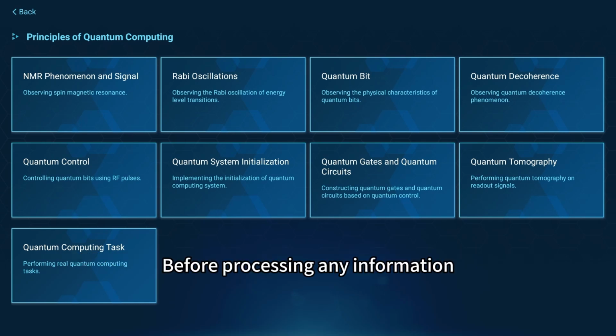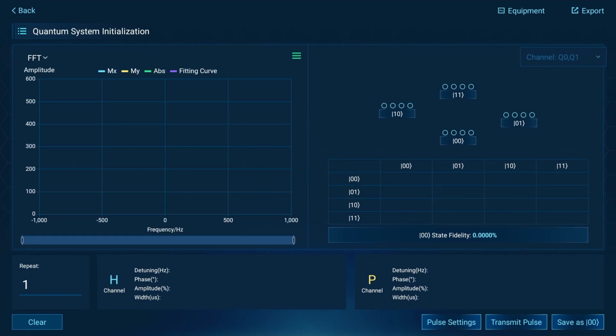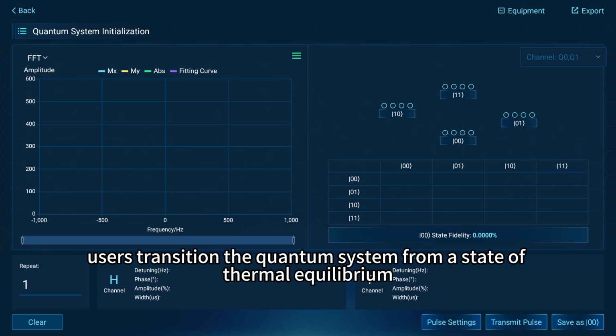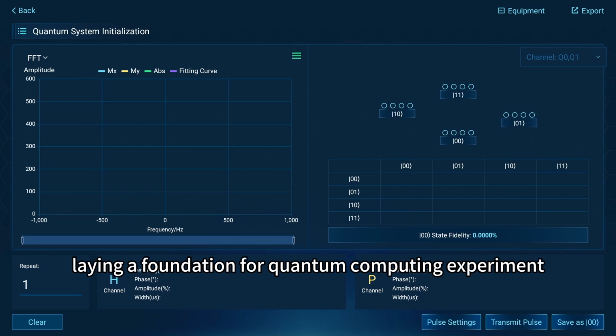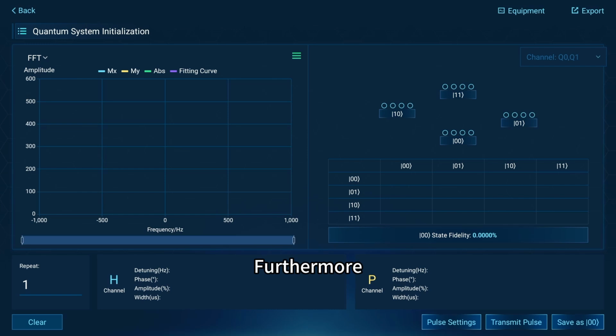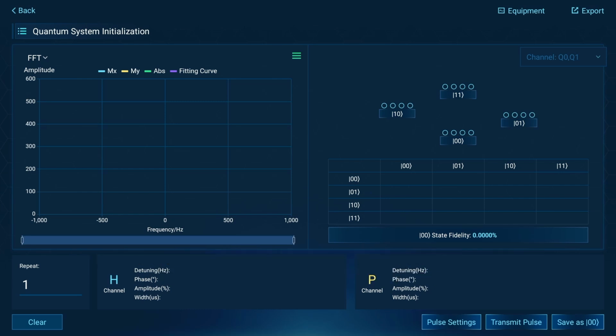Before processing any information, a quantum system should be initialized to a certain state to ensure coherence in data processing. In this experiment, users transition the quantum system from a state of thermal equilibrium to its ground state by quantum control techniques, laying a foundation for quantum computing experiment. Furthermore, users have the flexibility to apply their custom quantum system to forthcoming experiments.